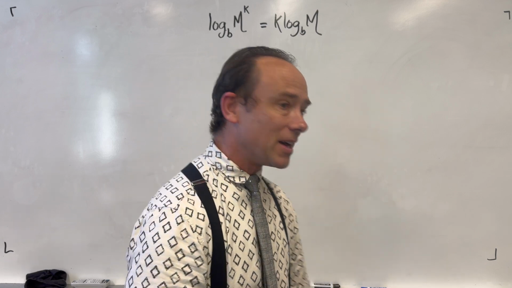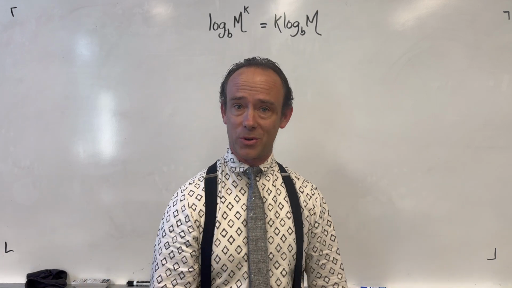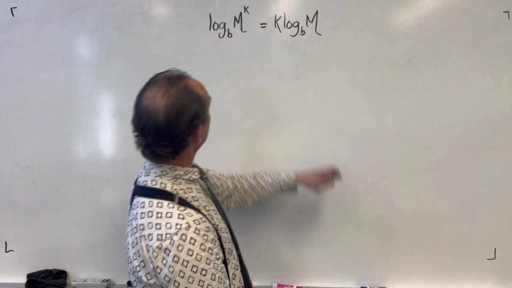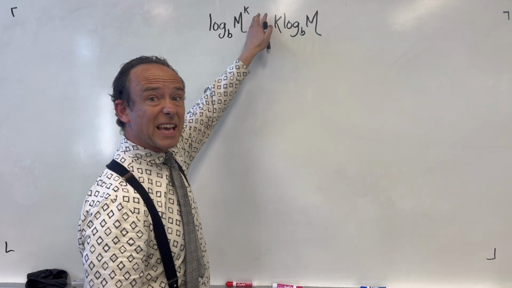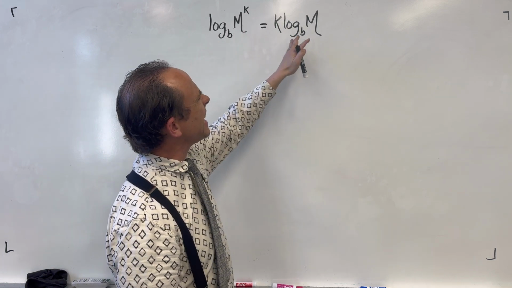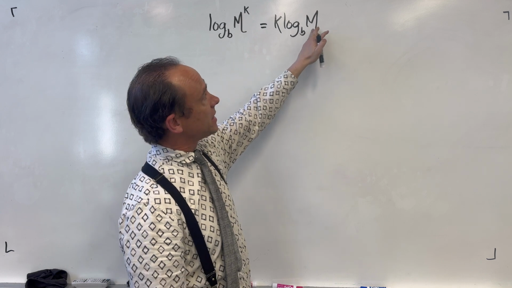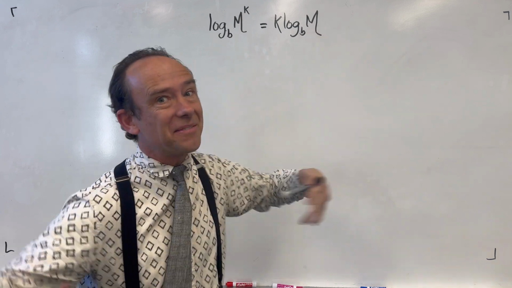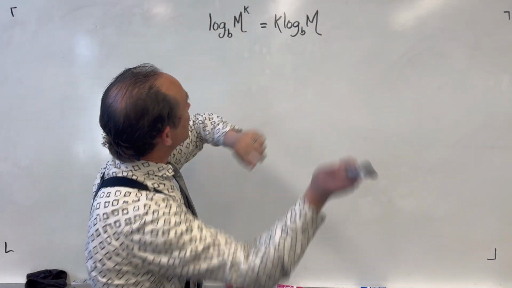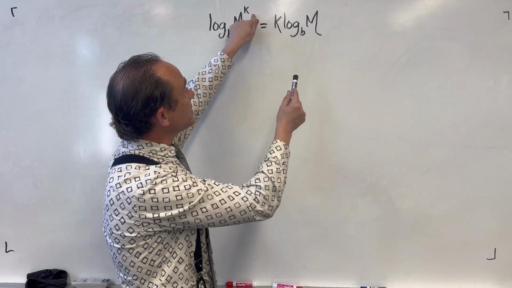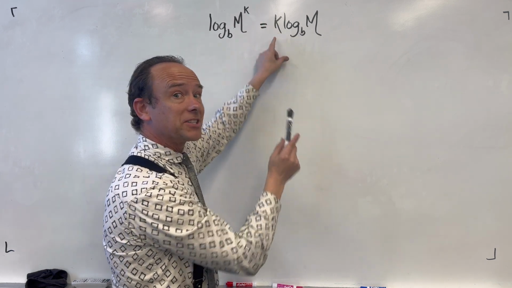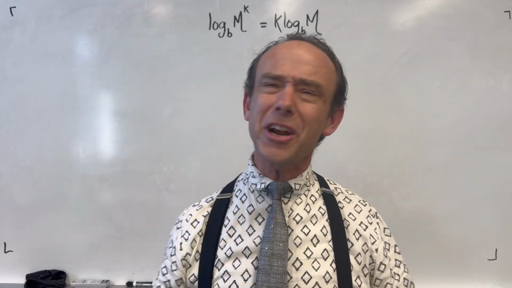All right. Well, let's get right after this power rule, okay? So this is the rule. We've got log base b of m raised to the k power is equal to k log base b of m. So the idea is when you've got that log raised to an exponent, that exponent becomes a multiplication. All right? And let's try to figure out why that is.